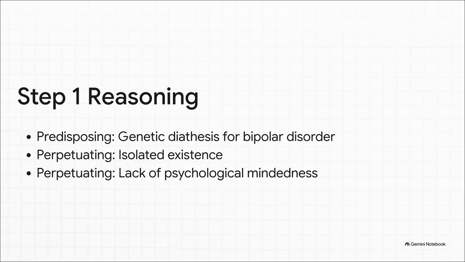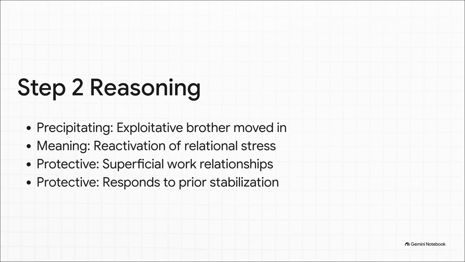Let's reason through step 1. Her main predisposing vulnerability is clearly the inherited genetic diathesis toward bipolar disorder. As for perpetuating factors, her isolated existence and a severe lack of psychological mindedness. She just doesn't have the capacity to observe her own internal state, which totally hinders her from finding better coping mechanisms through self-exploration.